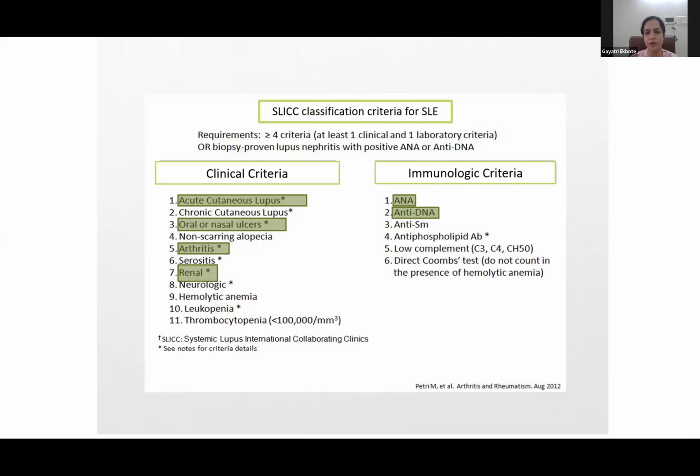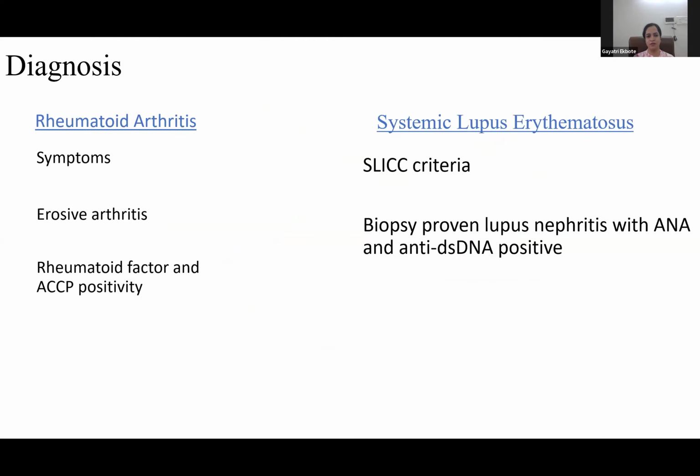So does our patient fulfill the criteria of SLE as well? Yes, he does, because he had acute cutaneous lupus, oral ulcers, arthritis, and renal involvement. And most importantly, his ANA was strong positive and his anti-dsDNA was also strong positive. So he is also fulfilling our SLICC criteria for SLE. So what is the diagnosis then?